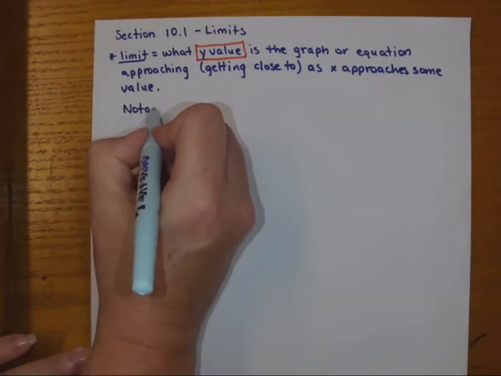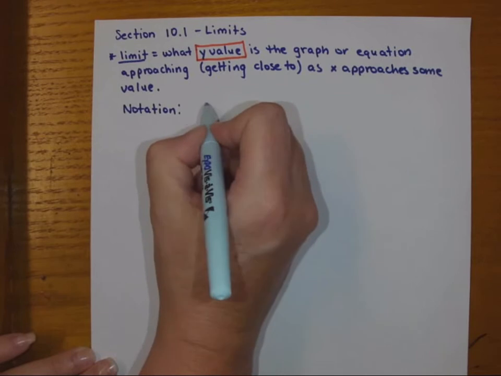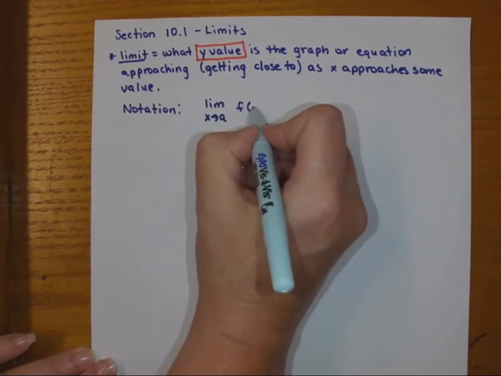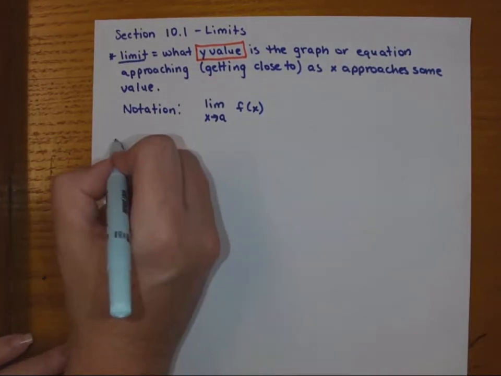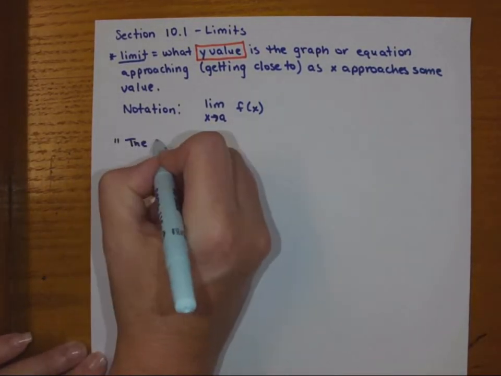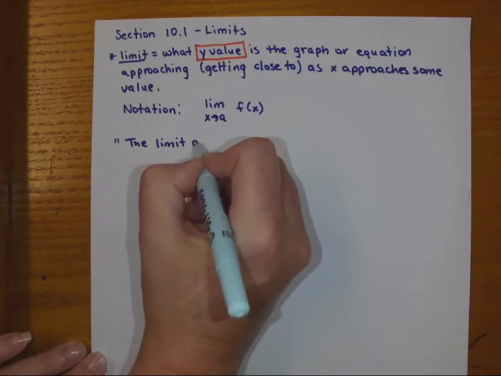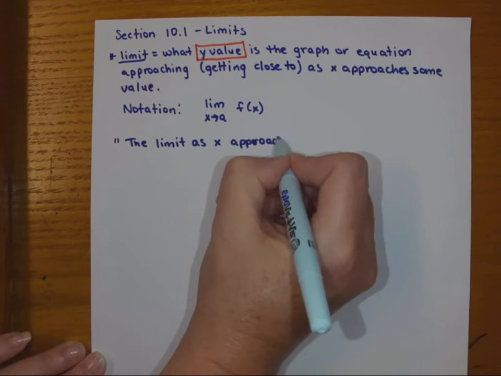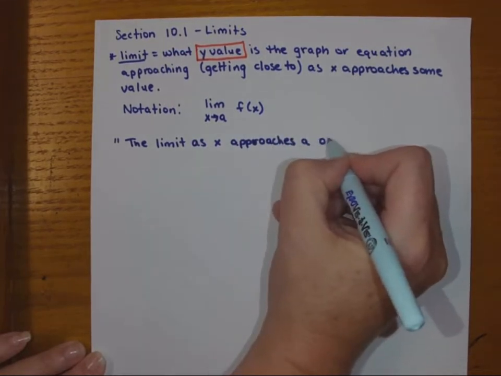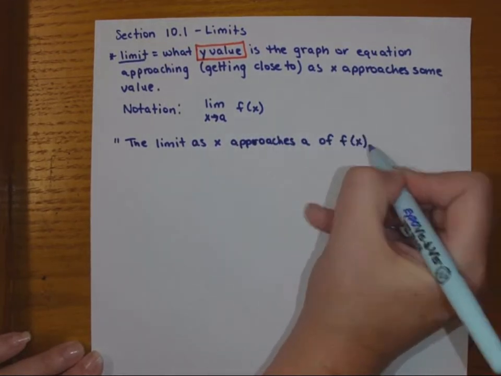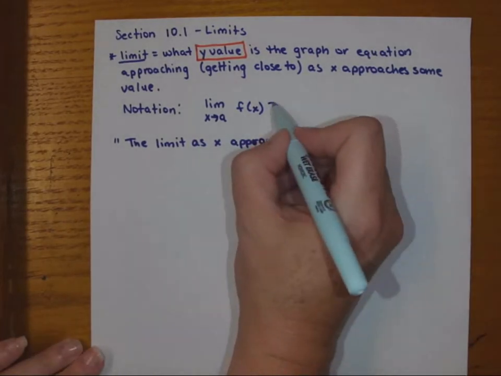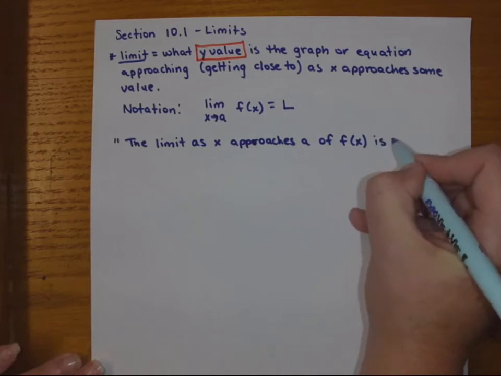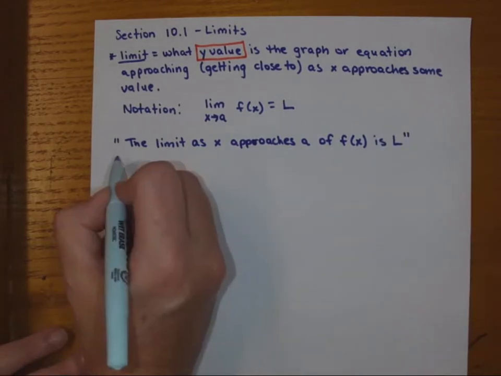So notation is simply how we write things in math. So this is the limit as x approaches a of f of x. That's literally how we would say that, so let's write that in quotation marks. The limit as x approaches a of f of x. And whatever we get for the answer will just be a y value, and in this case we're going to call that L. So the limit in this case is called L.